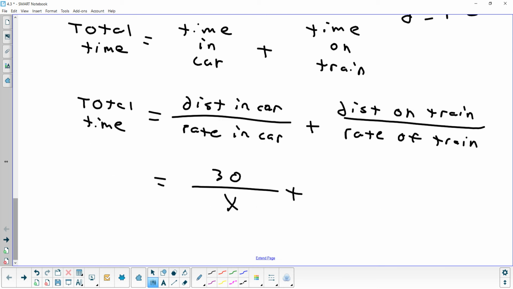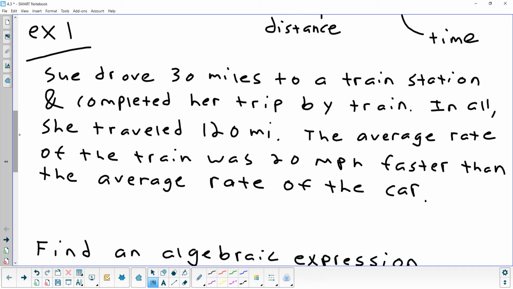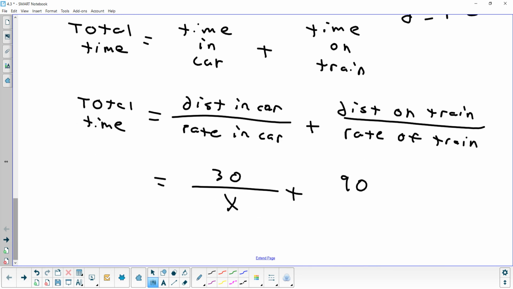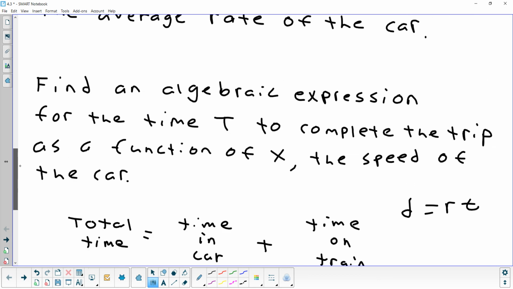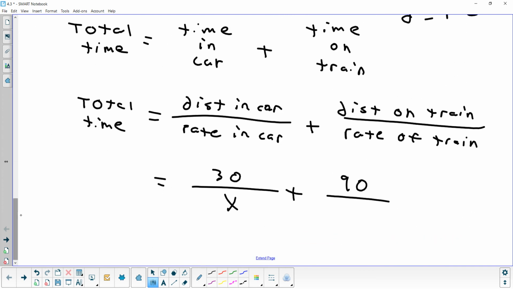Plus the distance that the train travels. What's the distance that the train travels? We weren't given that, but it is something we can figure out pretty quickly. 90 miles. The whole trip was 120, but she did 30 of it in the car, so 90 must have been on the train. And how are we going to represent the speed of the train? X plus 20.